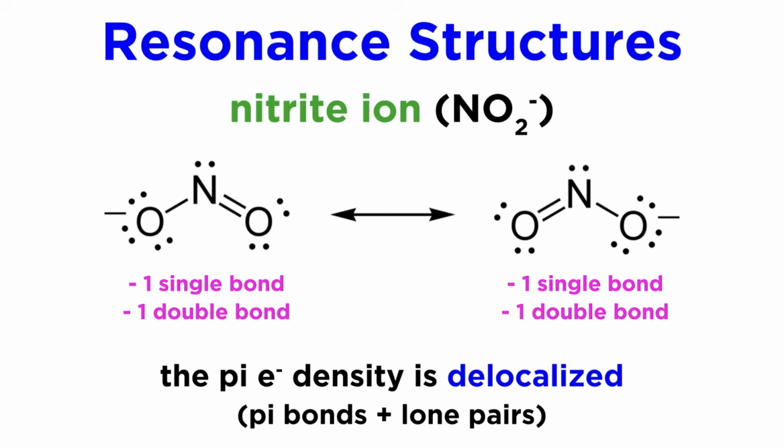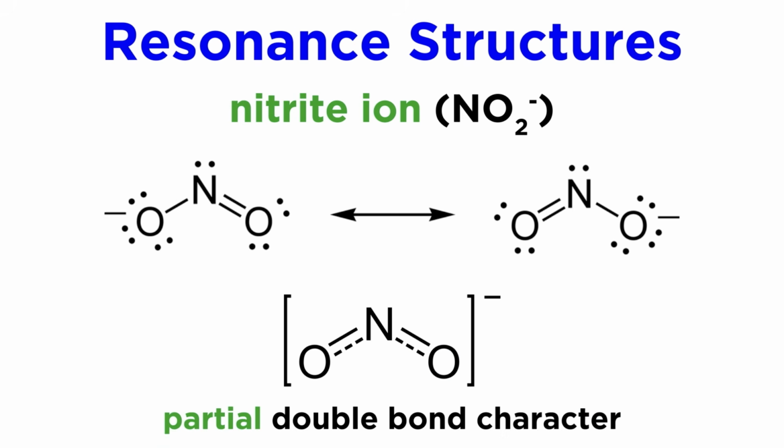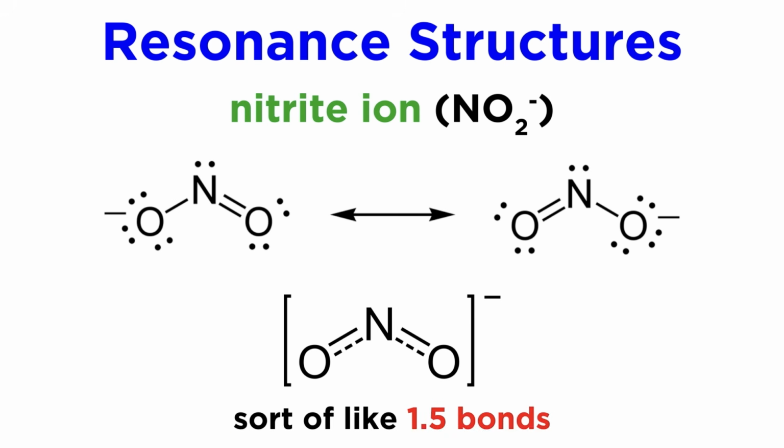For example, each resonance structure has 1 double bond and 1 single bond, so the reality is that there is partial double bond character, represented by the dashed line on both sides, almost like 1.5 bonds.